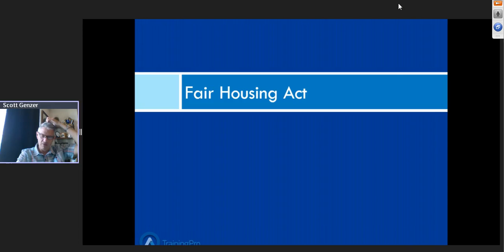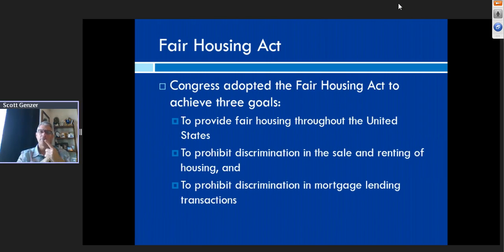Next thing we're going to talk about for a minute, we didn't get to this at all, was the Fair Housing Act. The Fair Housing Act was passed in 1968 for three goals: to provide fair housing throughout the United States, prohibit discrimination in the sale and renting of all housing, and discrimination in mortgage lending. So this was 6 years or so before ECOA said no discrimination in mortgage lending, no discrimination in who can live in what neighborhood or who can live in what building, or a lot of different aspects of fair housing.